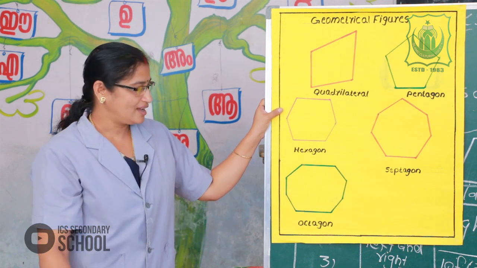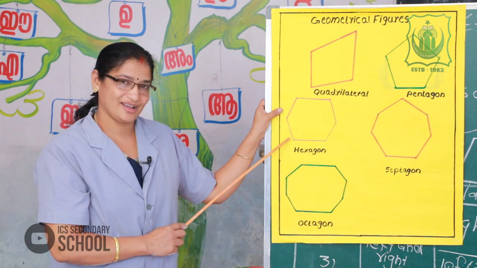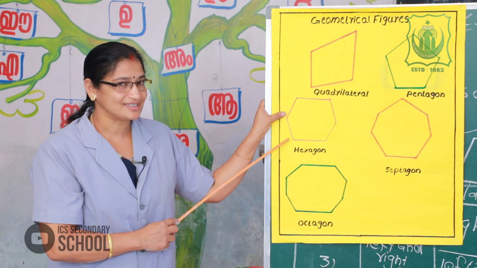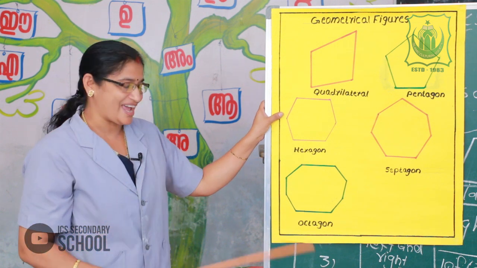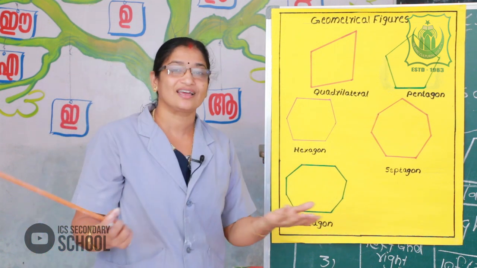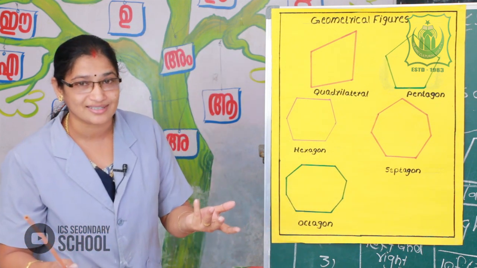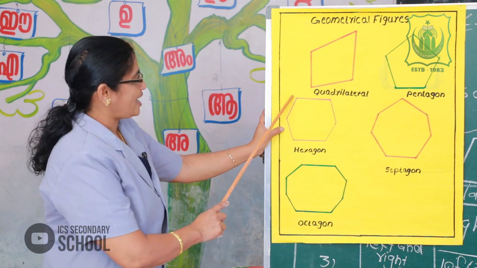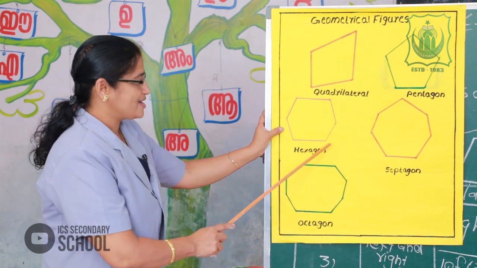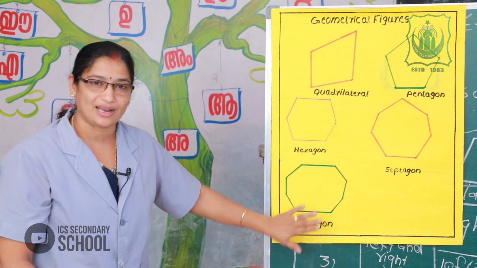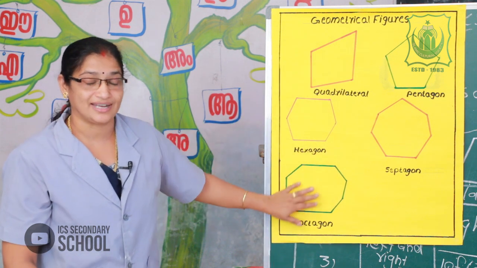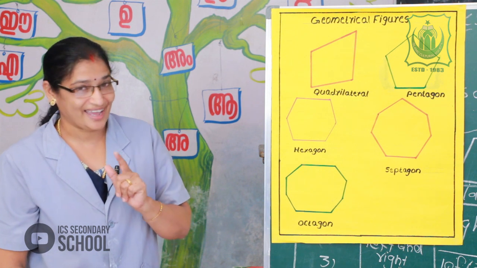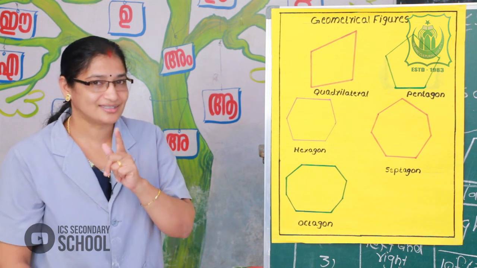And next, identify this figure. Read it. Hexagon. Very good. How many sides are in a hexagon? 1, 2, 3, 4, 5, 6. It is a geometrical figure. 6 sides are known as hexagon. Got it? Hexagon sides are 6.